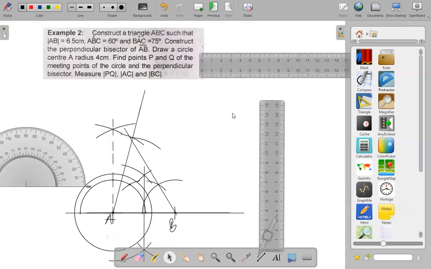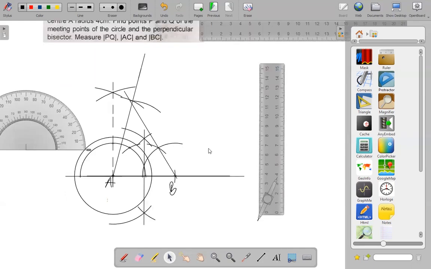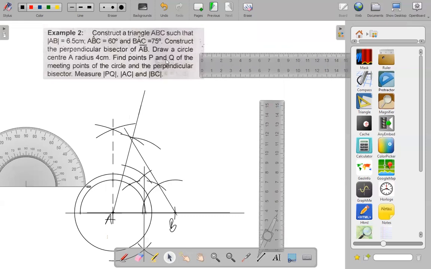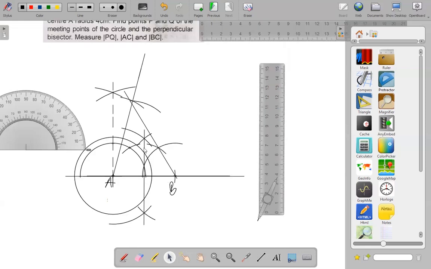Then the question says, draw a circle center A radius 4 centimeters, which we have done already. Find points P and Q, the meeting points of the circle and the perpendicular bisector. P and Q, meaning we are going to label this point P and this one point Q, the meeting points of the circle and the perpendicular bisector of line AB. Let me call the one outside P, and this one Q.